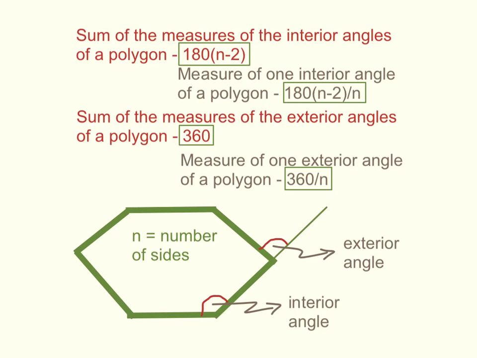Well, let's think about that for a second. I've got an interior angle that's 120 degrees, and I've got an exterior angle that's 60 degrees. Well, guess what's true about those two angles? Yes, indeed. They form a straight line, they are a linear pair, and they are supplementary.